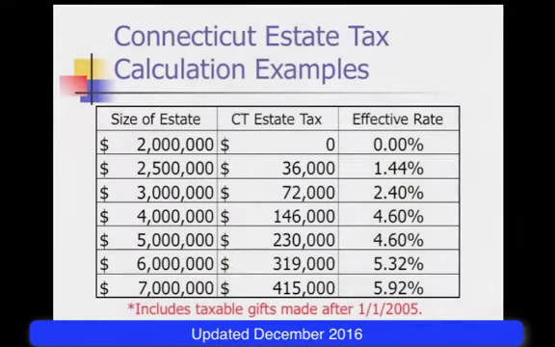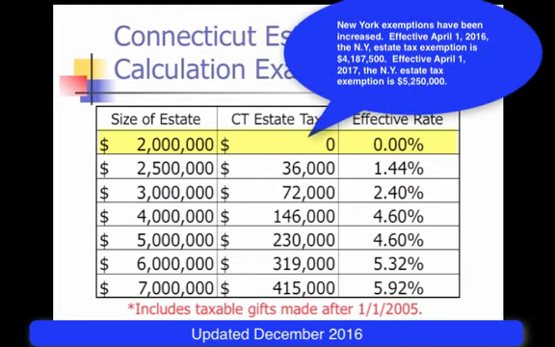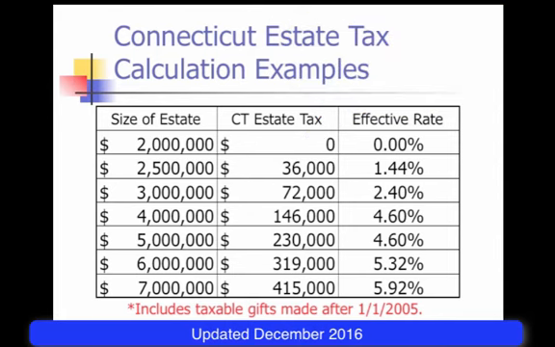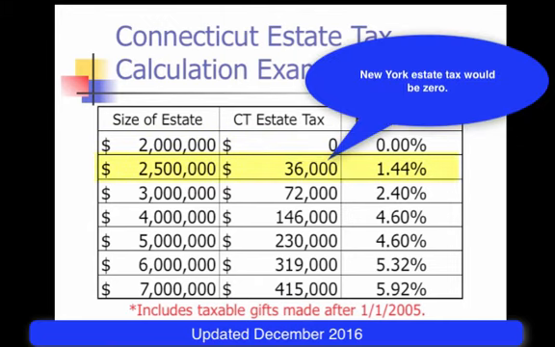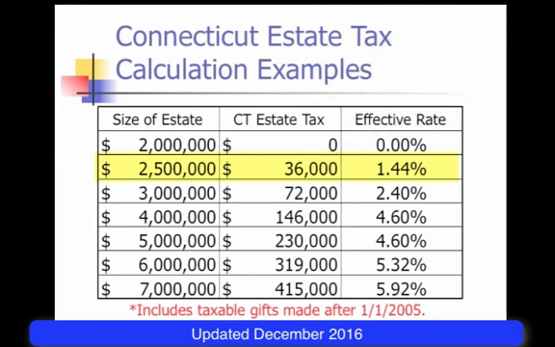Let's talk about the Connecticut estate tax for a moment. Keep in mind that for Connecticut estate tax purposes, there's a $2 million exemption. That means that once your estate exceeds the $2 million exemption, the estate tax will kick in and the rate starts at just above 7%. So if you have a $2.5 million estate, that means the estate tax for Connecticut purposes will be $36,000. Of course, that's an effective rate on the overall estate of 1.44%.